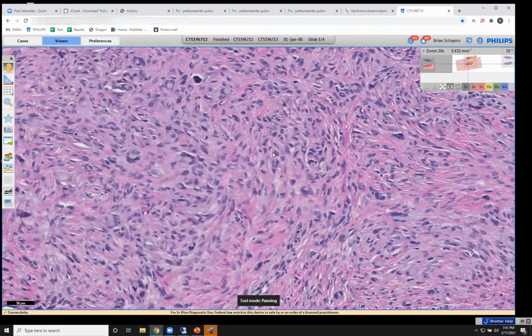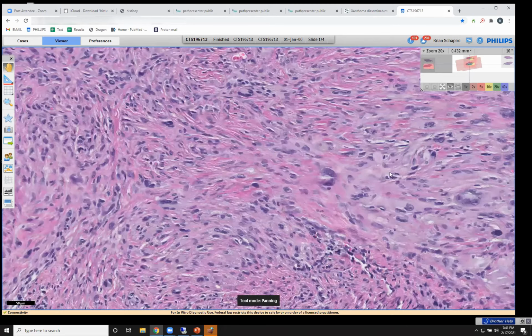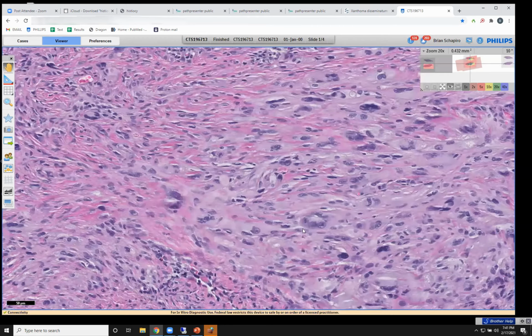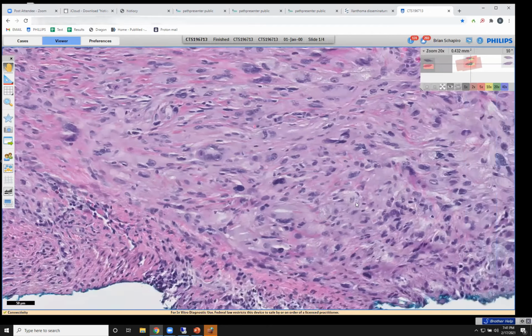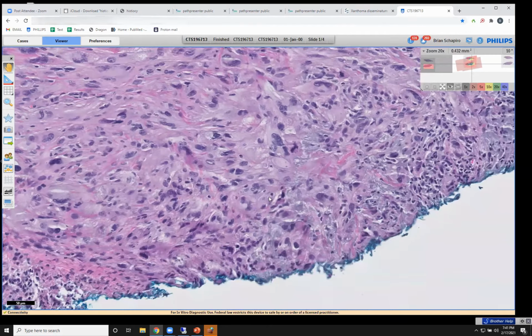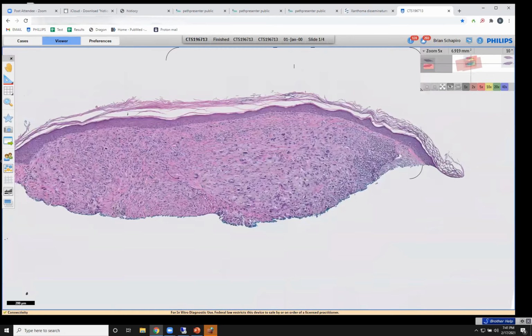Let me see, here's one. It's a giant cell with a wreath, almost Touton-like. There's one starting. Here's a nice Touton-type giant cell. There were some eosinophils in the infiltrate, and this was an adult xanthogranuloma.